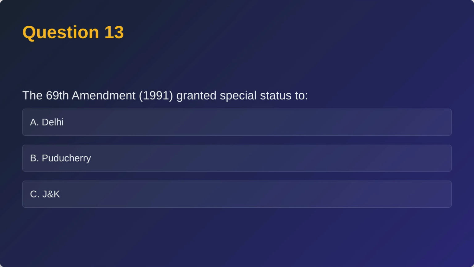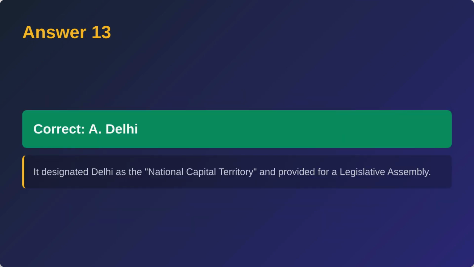Question 13. The 69th Amendment, 1991, granted special status to which city? Answer 13. Delhi. It designated Delhi as the National Capital Territory and provided for a legislative assembly.